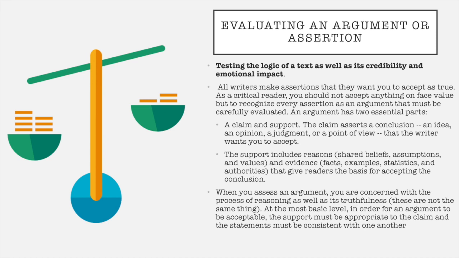An argument has two essential parts, a claim and support. The claim asserts a conclusion or an idea, something that the writer wants you to accept. The support includes reasons. These could be shared beliefs, as well as evidence, which are facts, examples, statistics. This is the basis for accepting the conclusion.